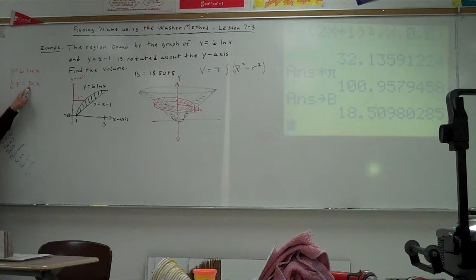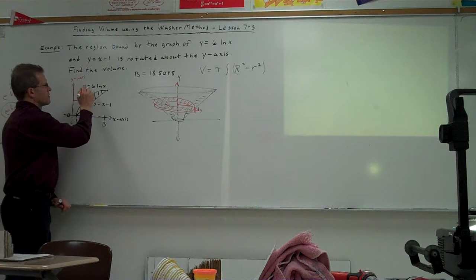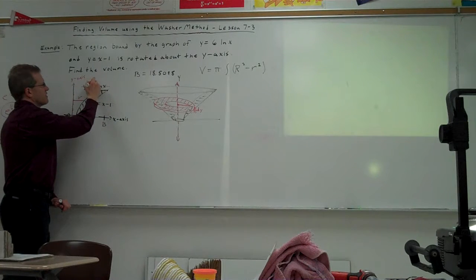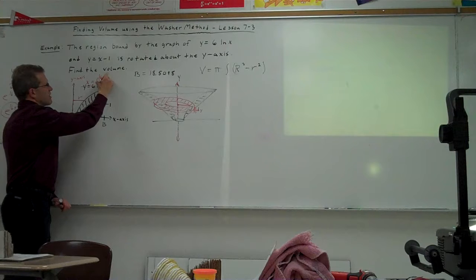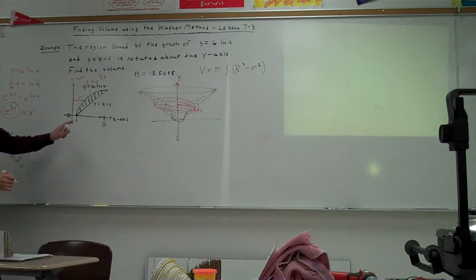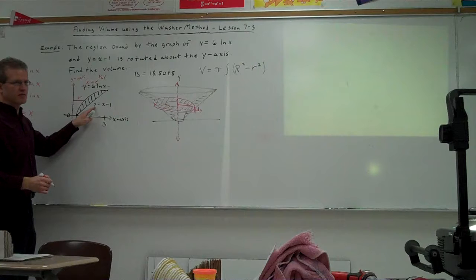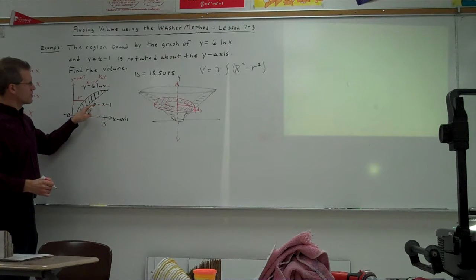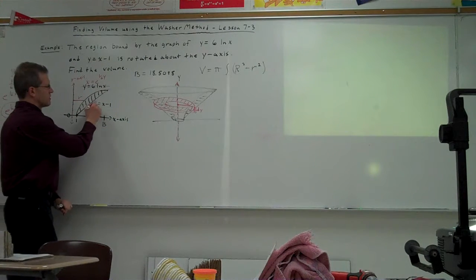Trying to solve for x, how would I get rid of that natural log? e. Right, it's called exponentiating both sides. So e to the 1/6 y equals e to the natural log of x. e and natural log are inverses so they cancel out. So you end up with x equals e to the 1/6 y. That's this equation right here. So I'm going to cross this off, call this x equals e to the 1/6 y. If I solve this one for x, what would I do to both sides? Add 1, right? So add 1 to both sides, you get x equals y plus 1.